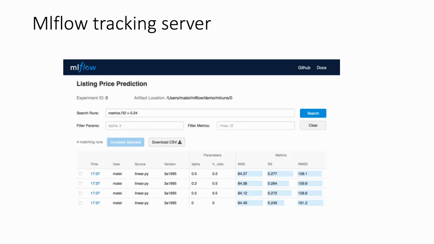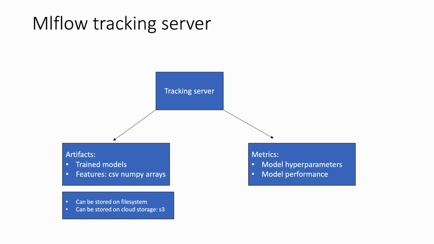This is how MLflow tracking server displays the results of tracked experiments. You can see that for each run, we can see what the model performance was, when the model was done, etc. There are some configuration options MLflow provides us.